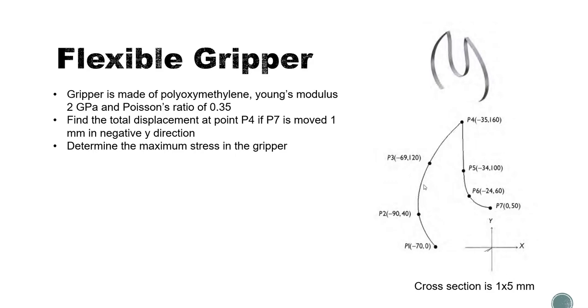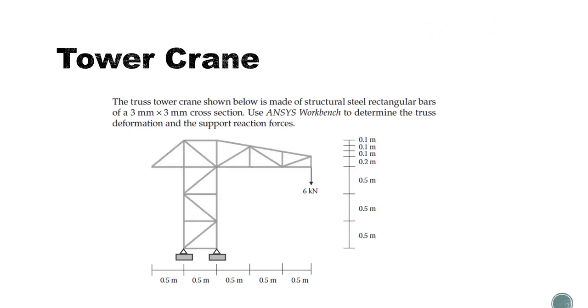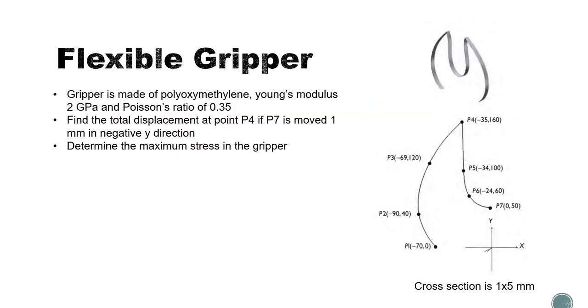There are two ways in which we can model line elements in ANSYS. I'm going to show you both one by one, the first for this flexible gripper and the second for this tower crane. So let's move on to ANSYS and see how we can model this gripper in ANSYS using line elements.